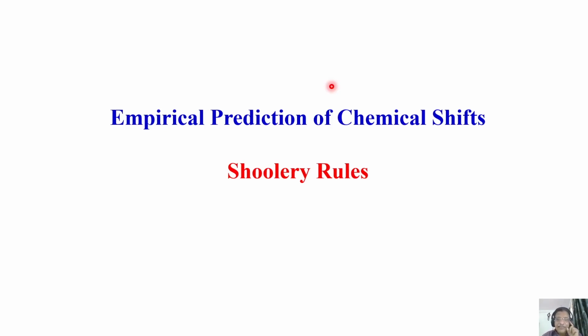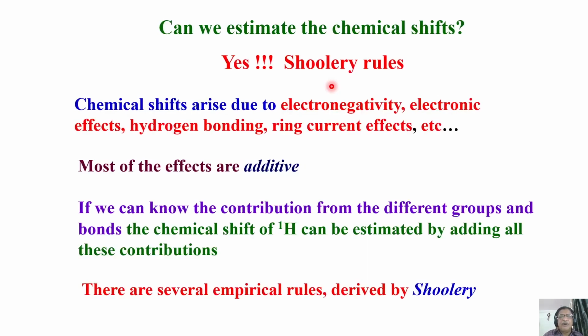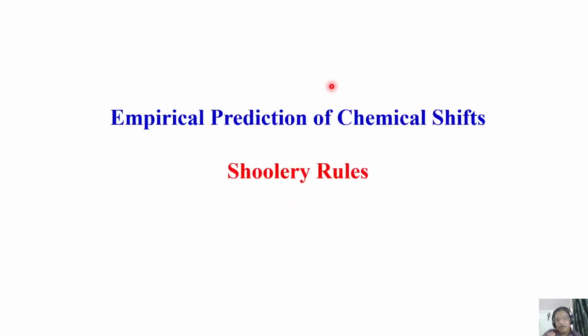But this is another interesting topic. Please remember, I have not covered this topic of empirically predicting chemical shift using Schoolery rules. I'll try to come back if there's time, so that we can discuss some examples: what is the experimentally determined chemical shift, and what is the theoretically calculated or empirically predicted chemical shift.